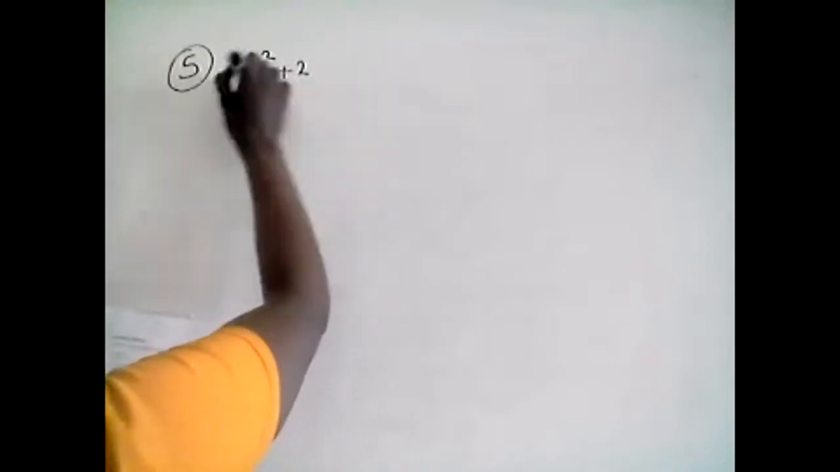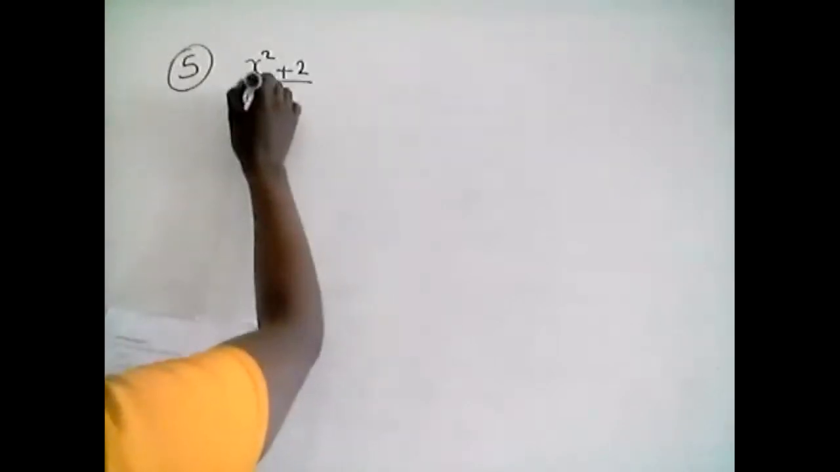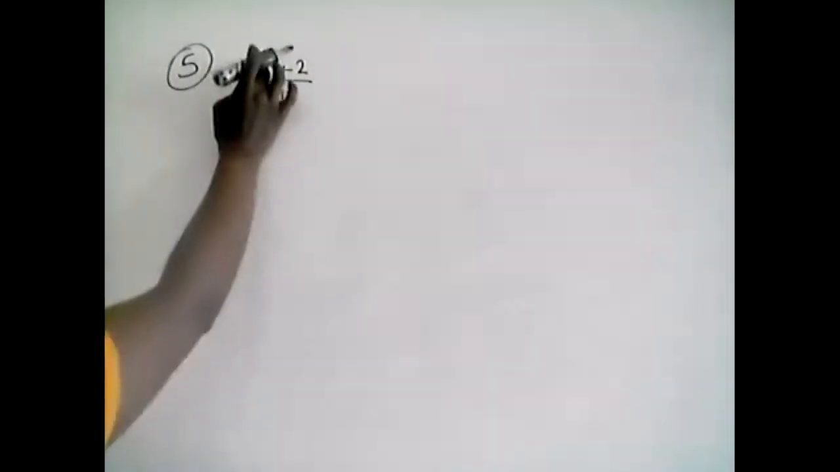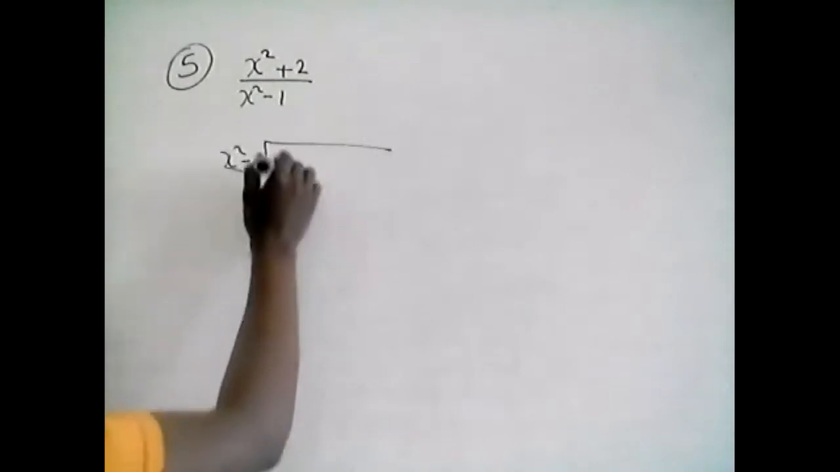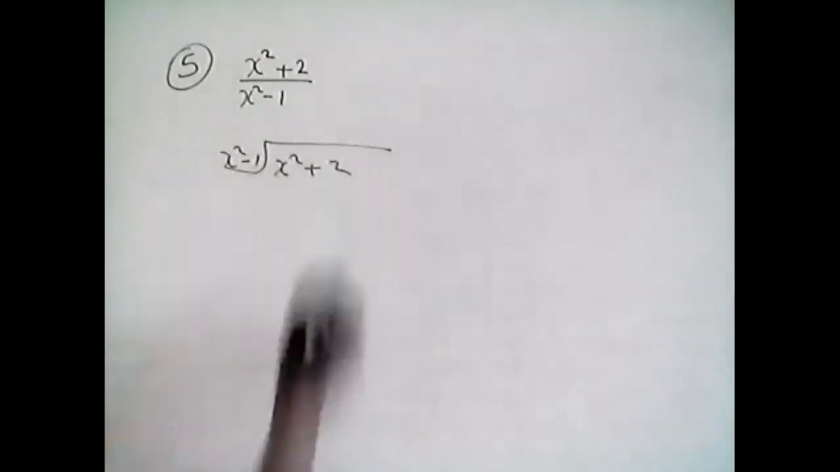x squared plus 2 over x squared minus 1. So guys, when you look at the question that is there, I'm sure you're able to see that our highest power in our numerator is 2, and our highest power in our denominator is 2. So in that case, we can start by dividing. So when we divide this, we do it like this: x squared minus 1, x squared plus 2, like that.